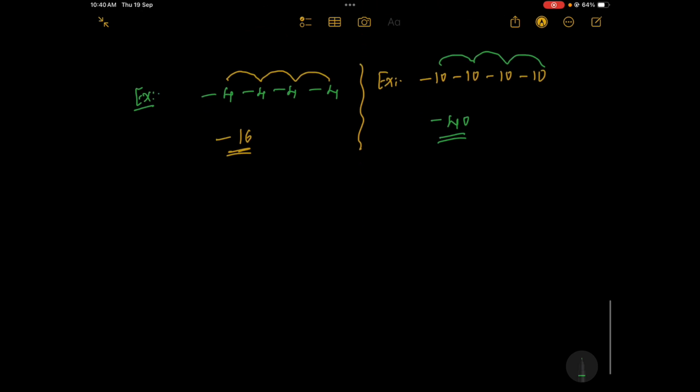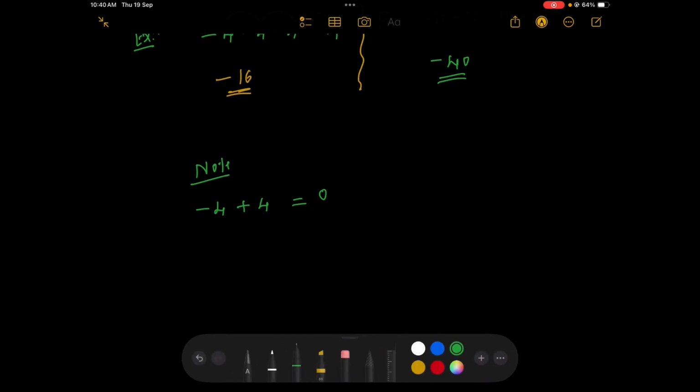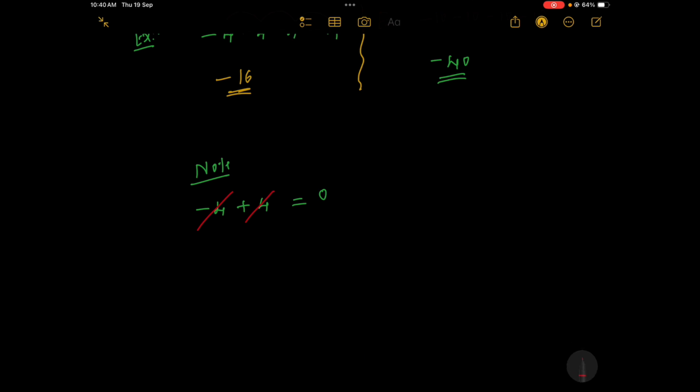Chalo. Before moving on to the next problem, take a note of this point. Suppose we have negative 4 and positive 4, what do we get? 0. So minus 4 plus 4 gets cancelled. So we can cancel like this. We use it like this. Minus 4 plus 4, chakachak we can cancel.